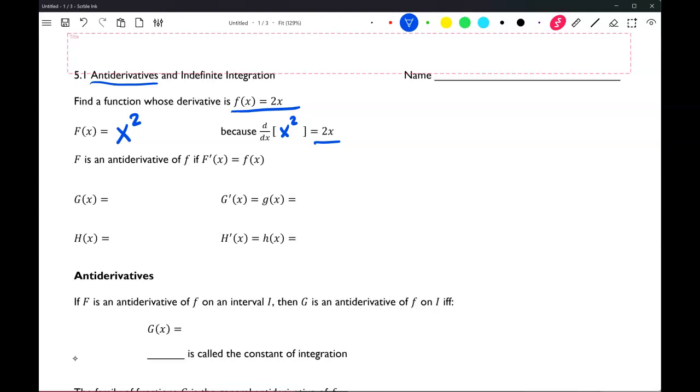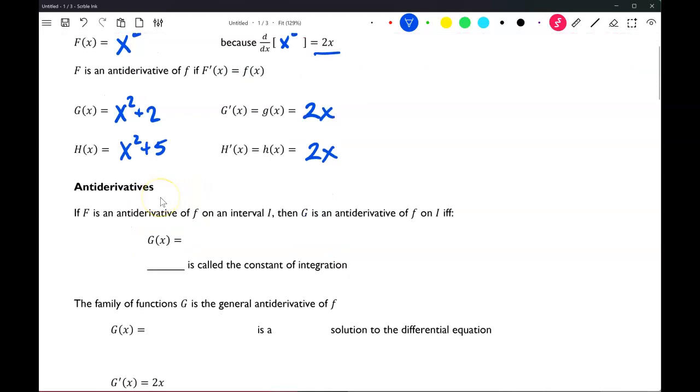But here is something we have to think about. Are there other functions whose derivative is 2x? How about, for instance, x squared plus 2? When we take the derivative of that, we still get 2x. Or maybe we have x squared plus 5. When we take the derivative of that, that is also 2x. So there's something we have to take into consideration with these antiderivatives. When we go the opposite direction of taking the derivative, our antiderivative, we have to worry about these constants.